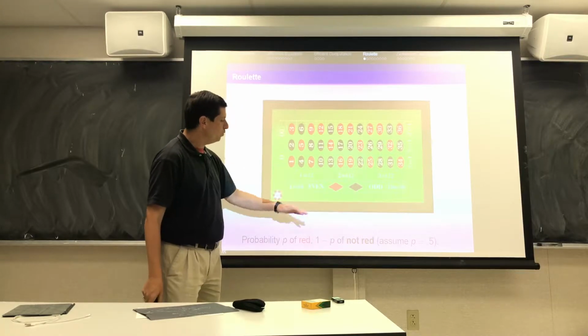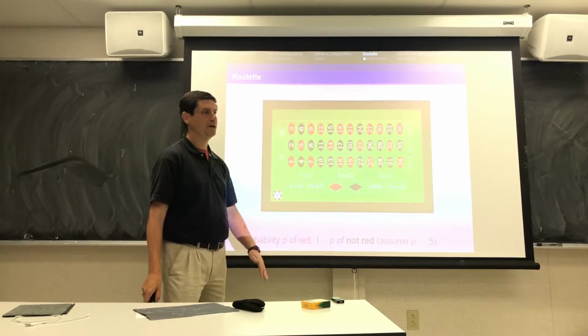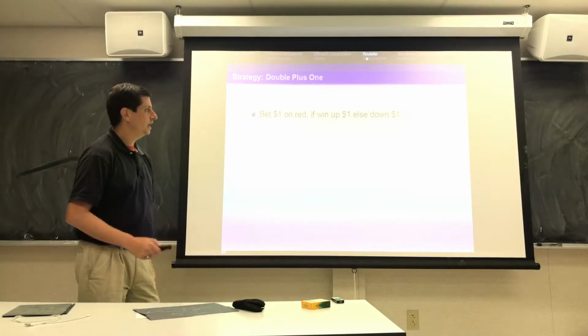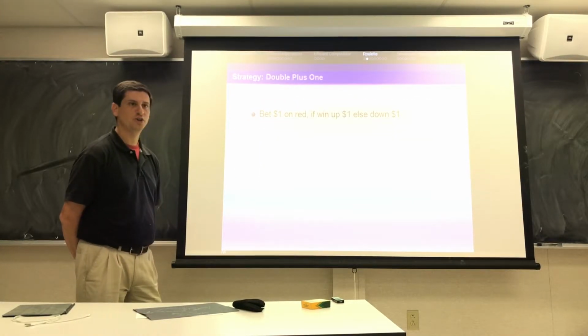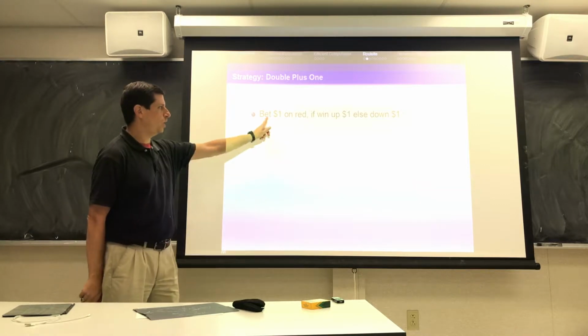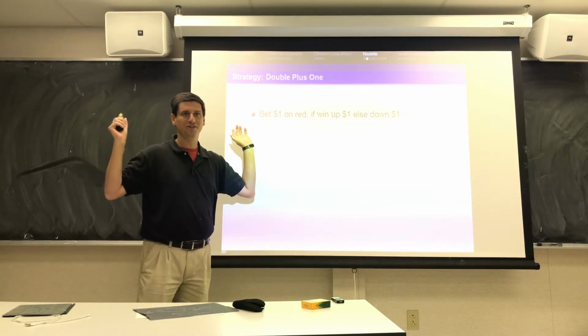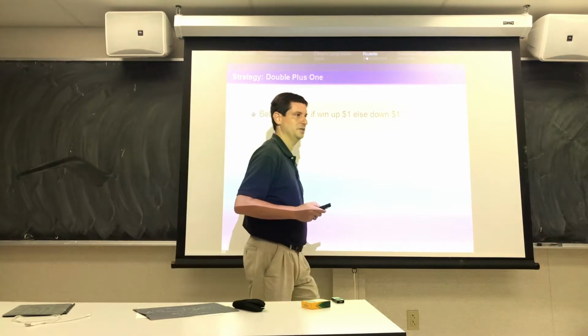There are many different ways you can bet. We will do very simplified betting. You bet either on red or on black. And here is a possible strategy. It's called double plus 1. Bet $1 on red. If red comes up, you win $1. Great. If not, you are down $1.